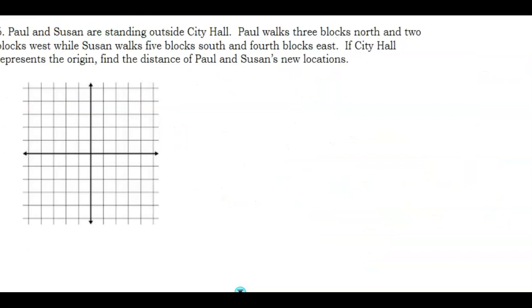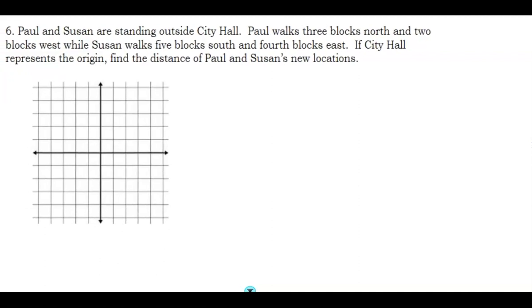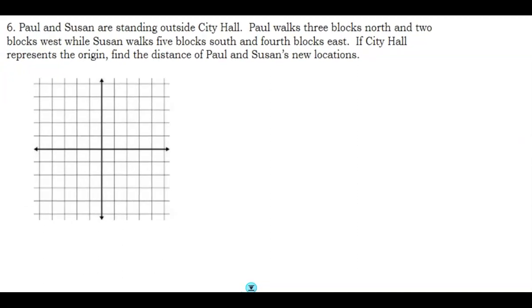All right, so we're going to work on number 6. Number 7, you can ask your teacher about number 7 if you want to. Here's number 6. Paul and Susan are standing outside City Hall. Paul walks 3 blocks north and 2 blocks west, while Susan walks 5 blocks south and 4 blocks east. If City Hall represents the origin, find the distance of Paul and Susan's new locations. So I'm going to just actually use this north, east, south, and west. I'm going to use it as my compass for me to make these points. So City Hall is right here. That is the origin.